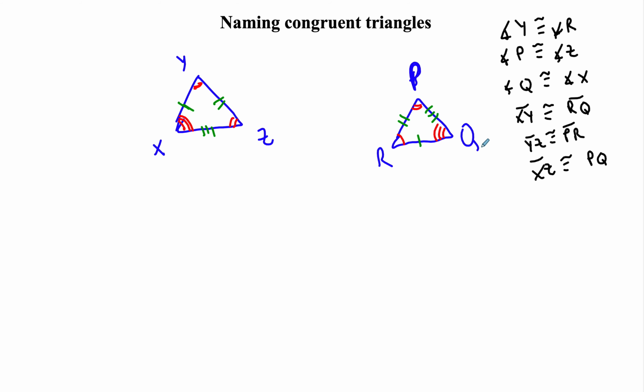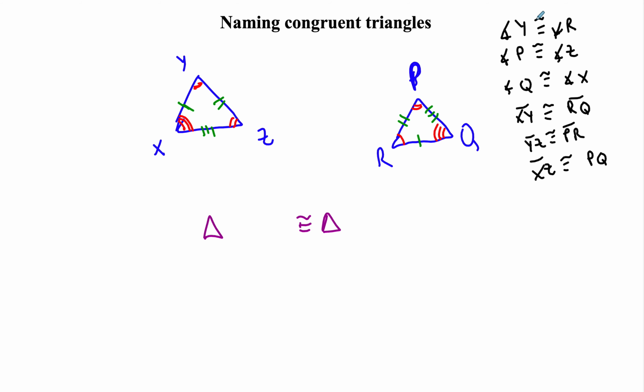So that means these are the corresponding parts of these congruent triangles, and we know that they're congruent. 3 angles, 3 sides. How do we name them? Well, we would say that triangle is congruent to triangle. Now, we can't just throw any 3 letters down here and call it good.